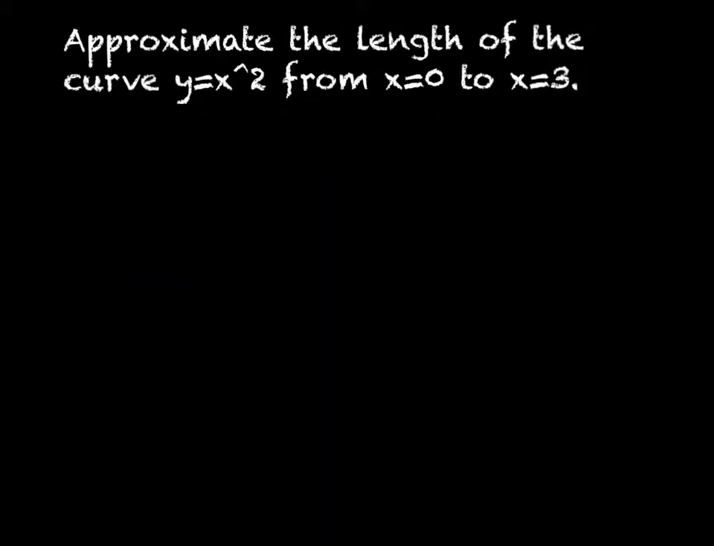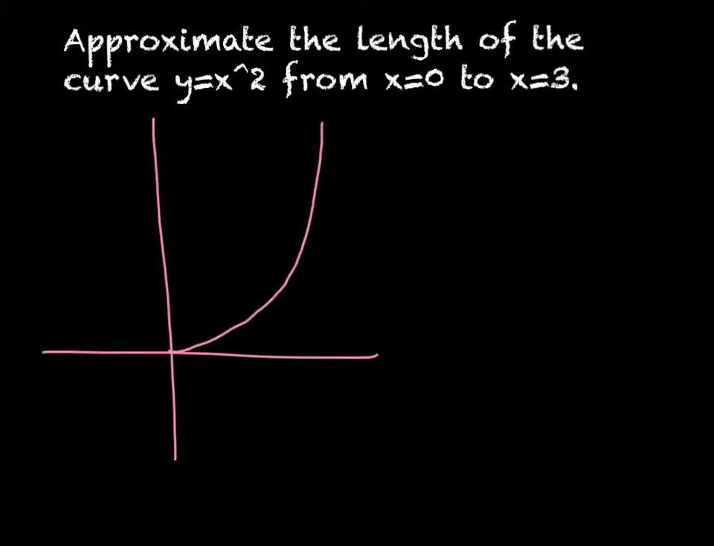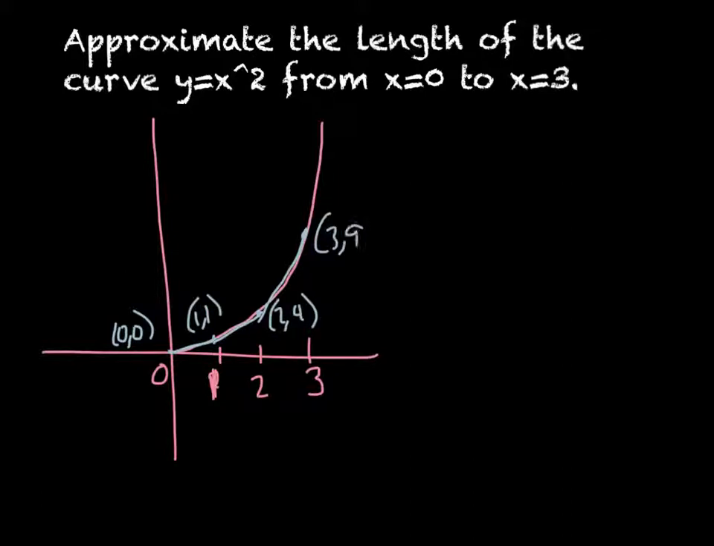Approximate the length of the curve y equals x squared from x equals 0 to x equals 3. So I'll draw out this curve first. Okay, so here's 0, 1, 2, and 3. We can approximate this curve by marking it into lines. Okay, so we have the point 0, 0, 1, 1, 2, 4, and 3, 9.